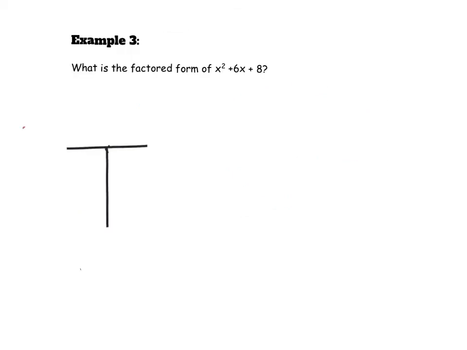Okay, our next example: what is the factored form of x squared plus 6x plus 8? So we're going to use this t-chart method again. Let's go ahead and have our empty brackets. We can fill in our x. Now notice all of our signs are positive, so it's not quite as tricky. So we can go ahead and fill in the plus signs.